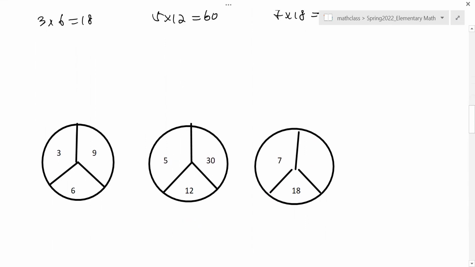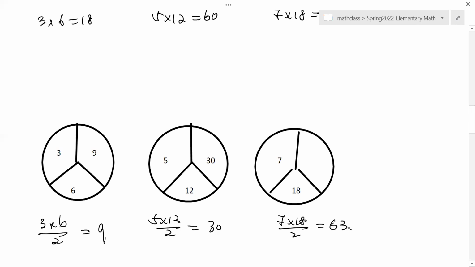So what we do here is 3 times 6, and then divide by 2. It's going to be 9. You have to divide the third number by 2 each time. Here, 5 times 12, divided by 2 gives you 30. So it's 7 times 18 divided by 2, right? And that is going to be 63. So that will be 63 instead of 126. Got it?